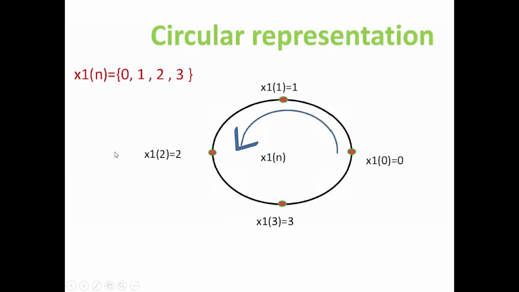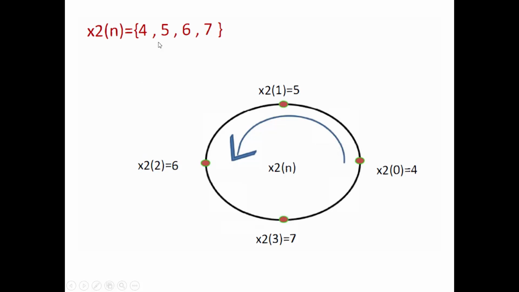Let us take the example. Now this is, let us say, x1 n. X1 n is 0 1 2 3. How these can be represented around the circle is like this: x1 with n equal to 0 is 0, n equal to 1 is 1, n equal to 2 is 2, and n equal to 3 is 3. So that's how we have to move. We have to perform the circular shifts in the anti-clockwise direction. Now the x2 n sequence is given by x2 0 is 4, x2 1 is 5, 6, and 7. And x2 n will also make its circular shift in the anti-clockwise direction.